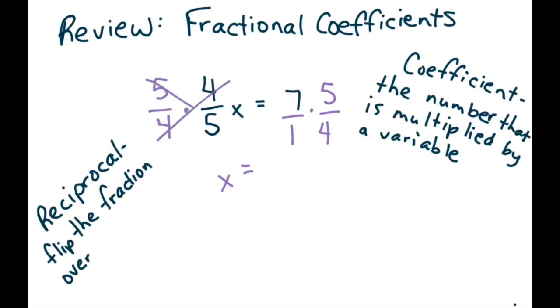So this cancels out, leaves x by itself, and then we end up with 35/4. And 4 will go into 35 8 times with a remainder of 3/4. So our final answer for this problem is 8 3/4.